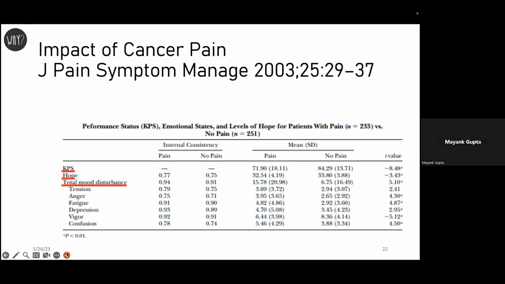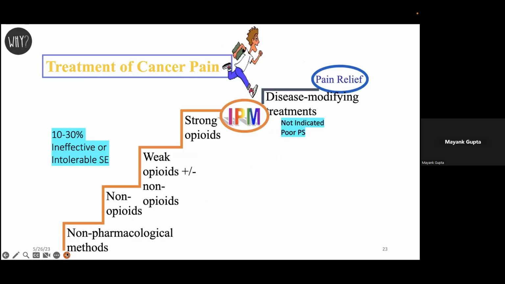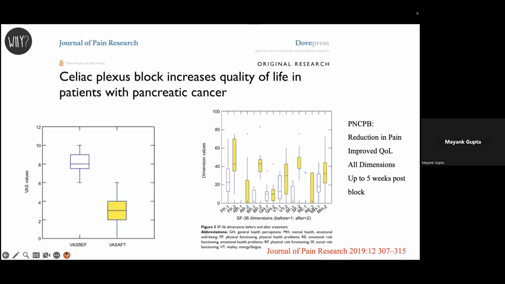Unrelieved pain has an effect on every aspect of the patient's life. It has been shown to reduce the performance status of the patient, and leads to psychological morbidity, anger, and depression. So interventional pain management provides a useful bridge when the conventional analgesics are either not effective or the patient is having intolerable side effects, and the disease is not amenable to disease-modifying treatments. These interventions not only reduce pain, they have been found to improve the quality of life. And in some cases, for example, celiac plexus block has been found to have a survival advantage as well.